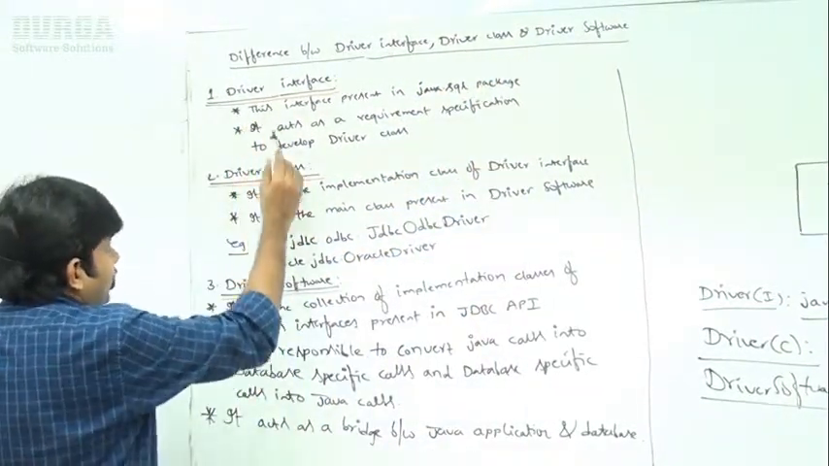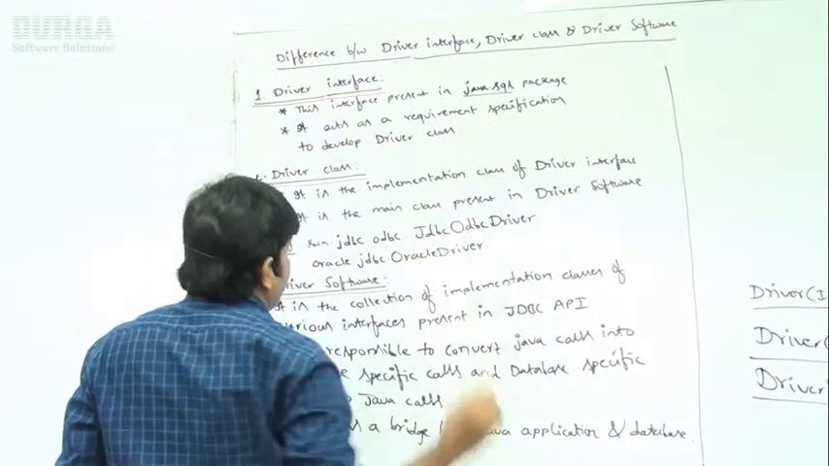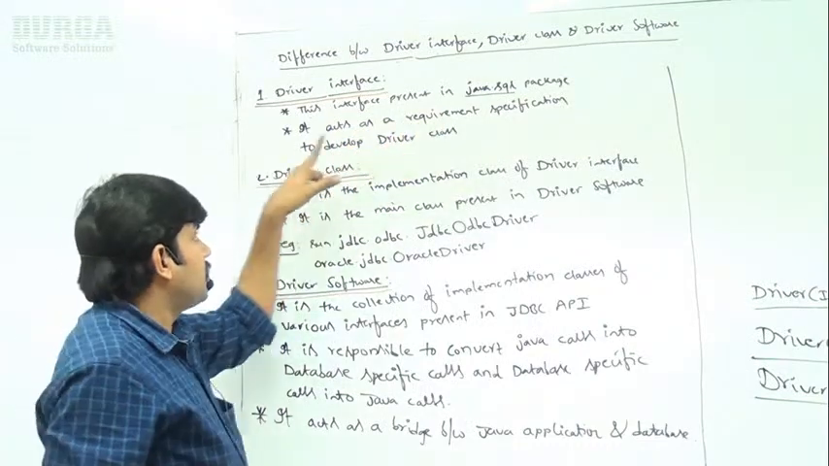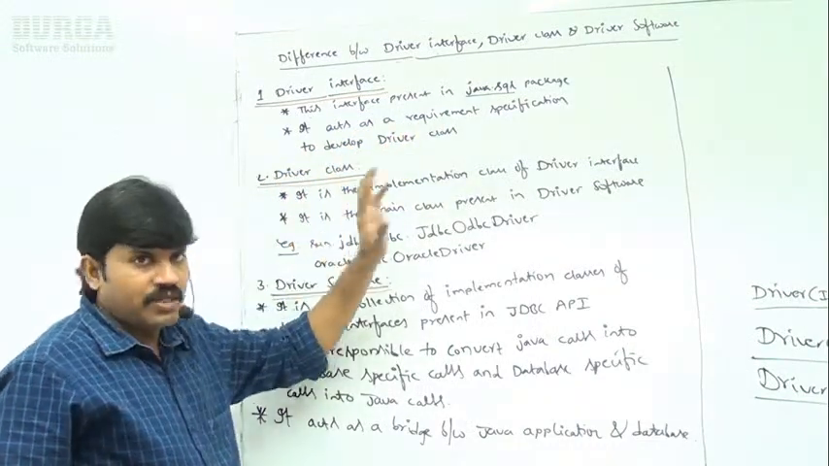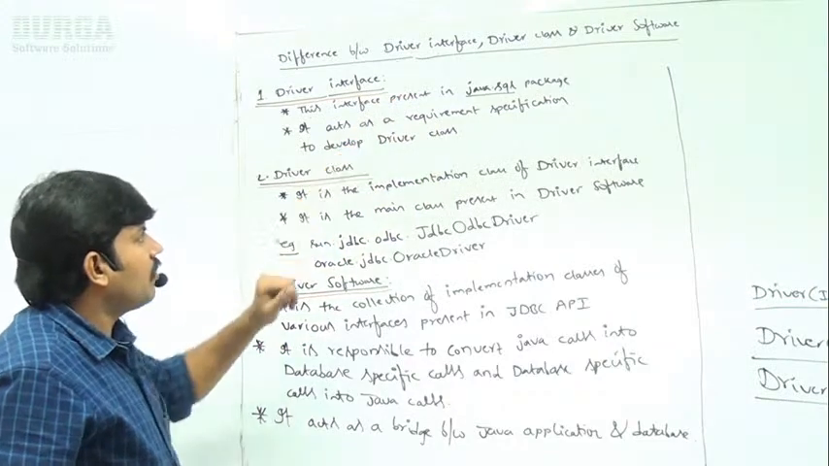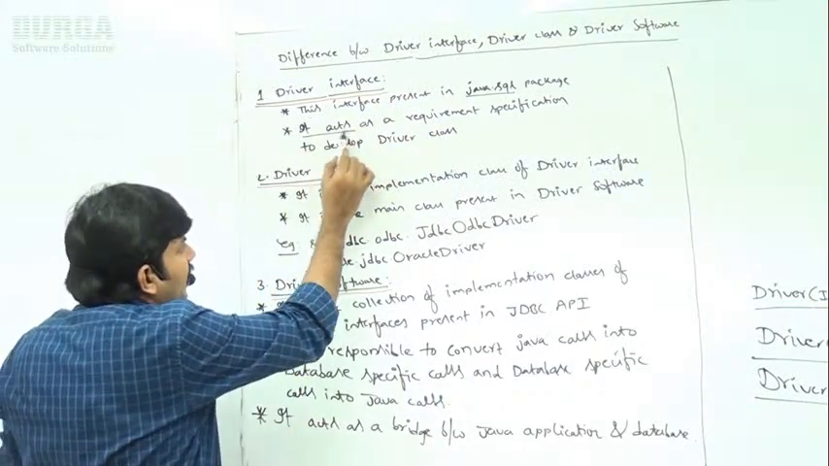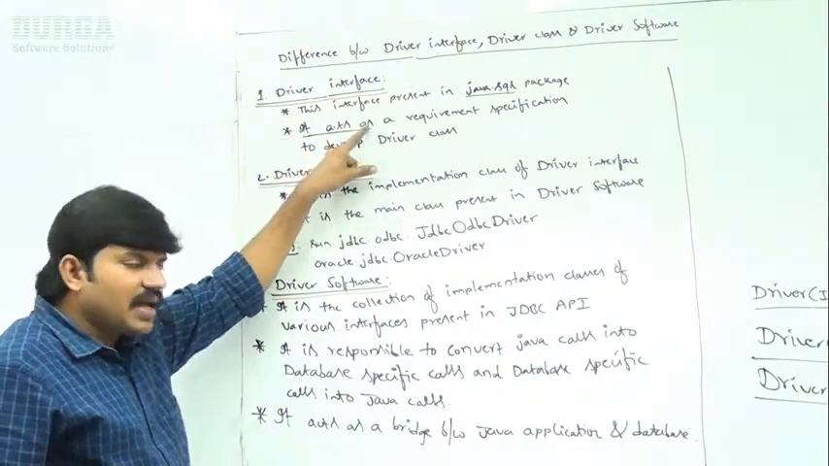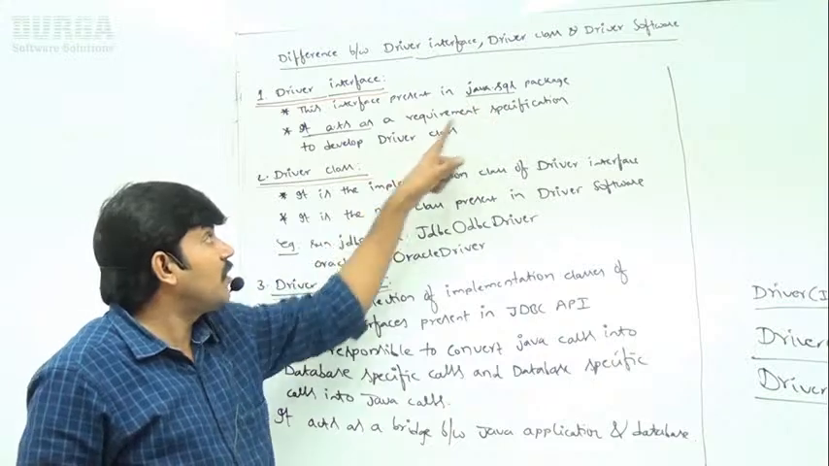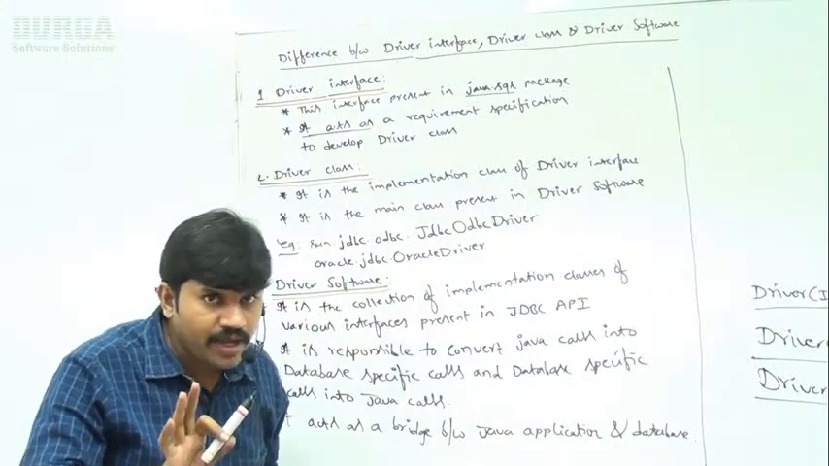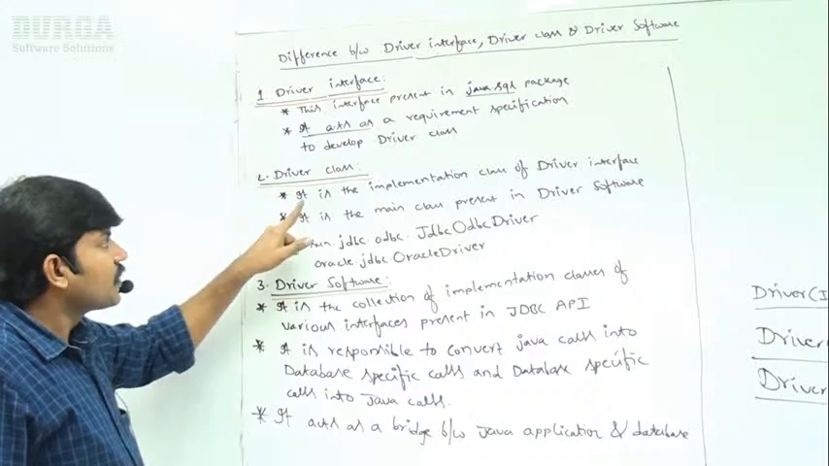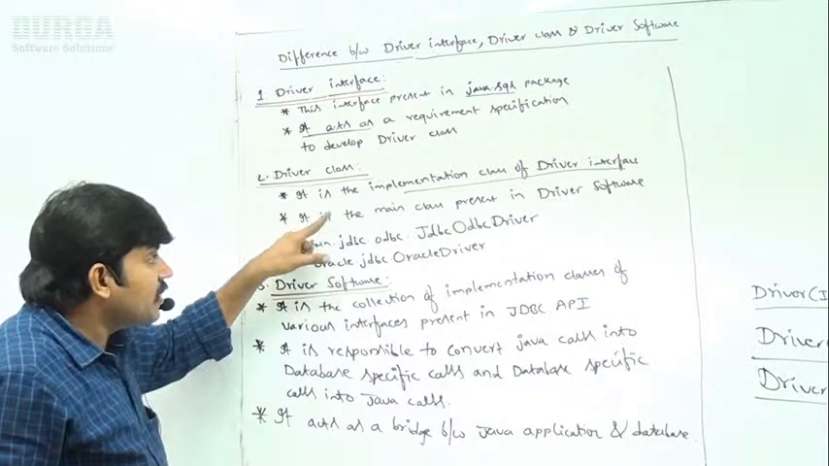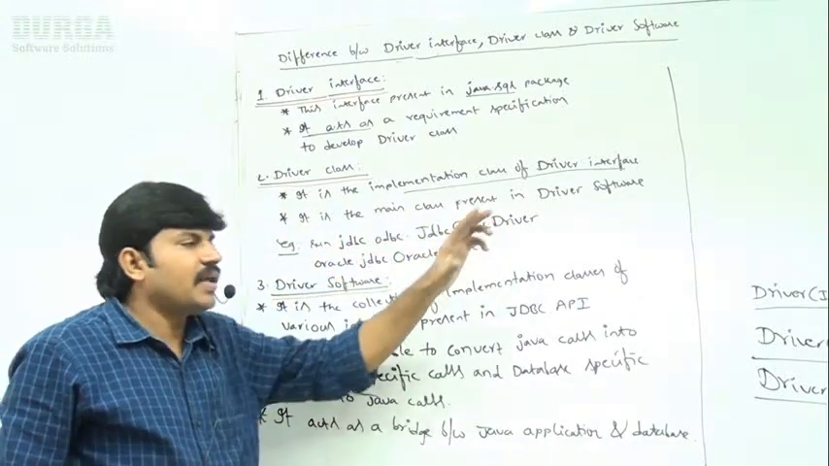Driver interface: this interface is present inside the java.sql package. It acts as a requirement specification to develop the driver class. Remember, if you want to develop a driver class, where is the requirement specification? The Driver interface. Clear for all of you, okay? Next, driver class. It is the implementation class of the Driver interface. It is the main class present inside driver software.